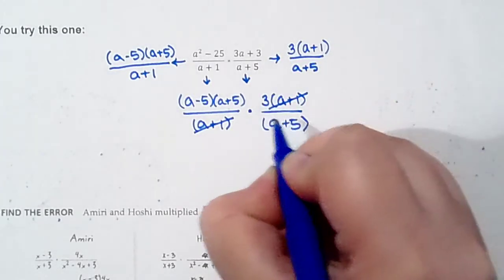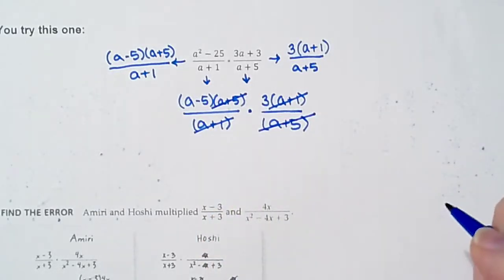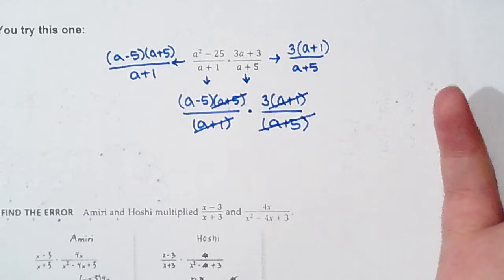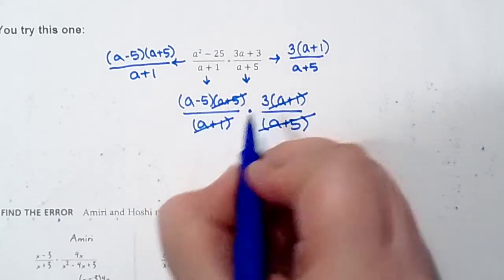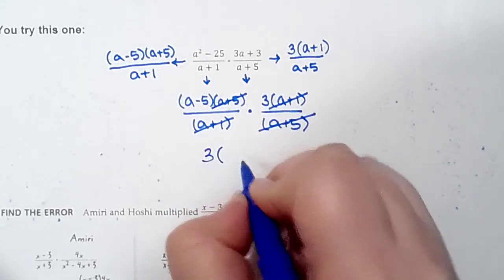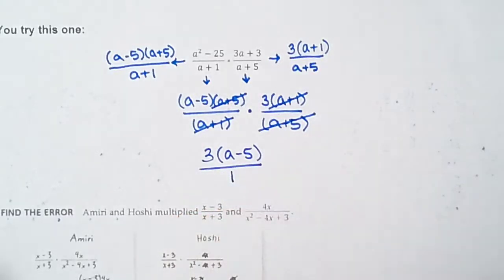I also notice that I've got an a plus 5 on top and an a plus 5 on bottom. I can also cross reduce those. Now, is there anything else I can cancel? Since there's nothing else on the bottom, the answer is no. So, what am I left with? A minus 5 times 3 over nothing times nothing. So I'm going to write it this way. 3 outside of a minus 5 over 1.